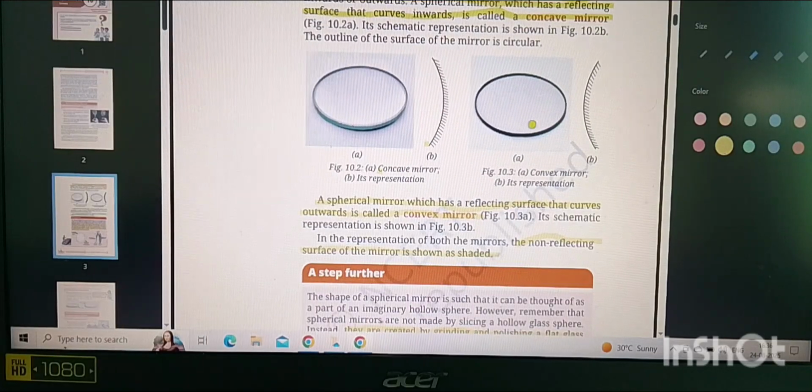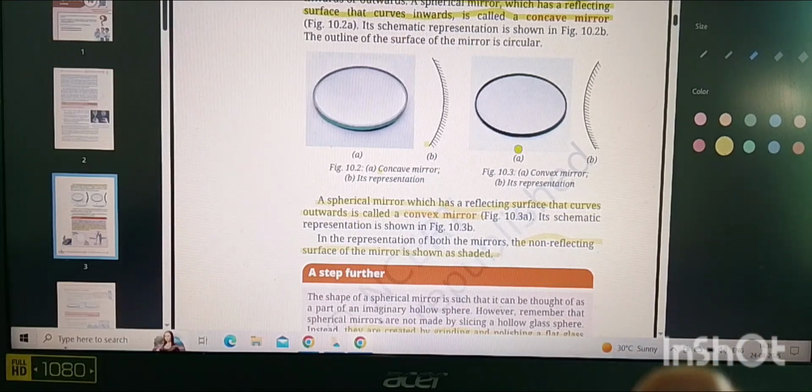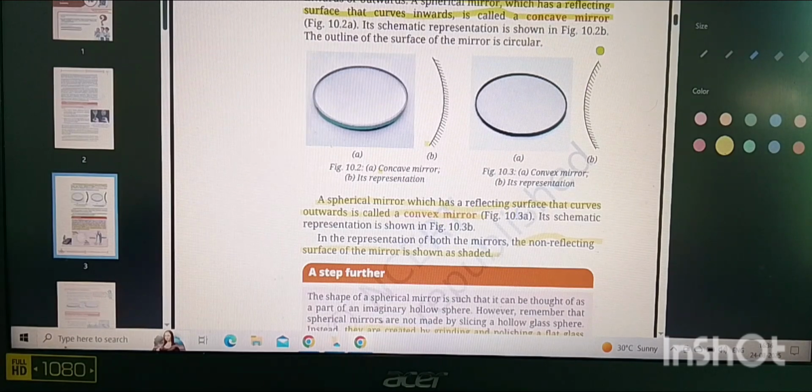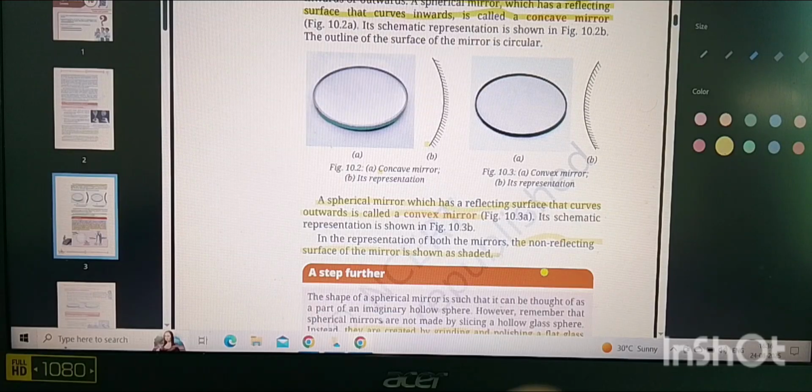You should know how to draw this image. This is very important. You can remember concave as it is similar to a cave. If we complete this other end, it will be shaped like a cave. A spherical mirror whose reflecting surface curves outwards is a convex mirror. The reflecting surface is curved outwards. The parallel lines shown on both sides are the non-reflecting surfaces.